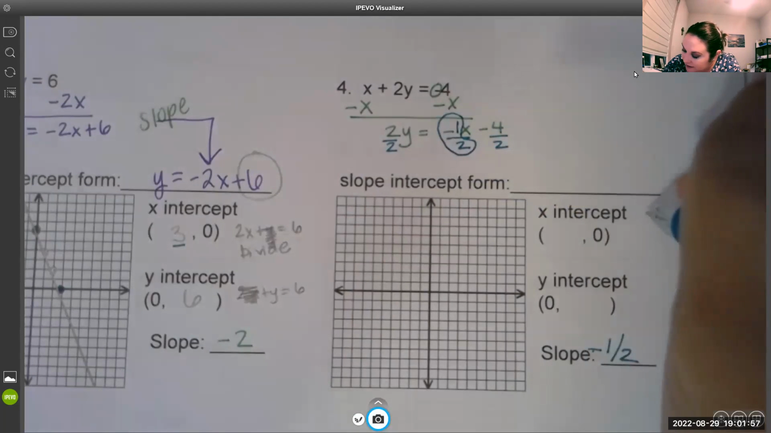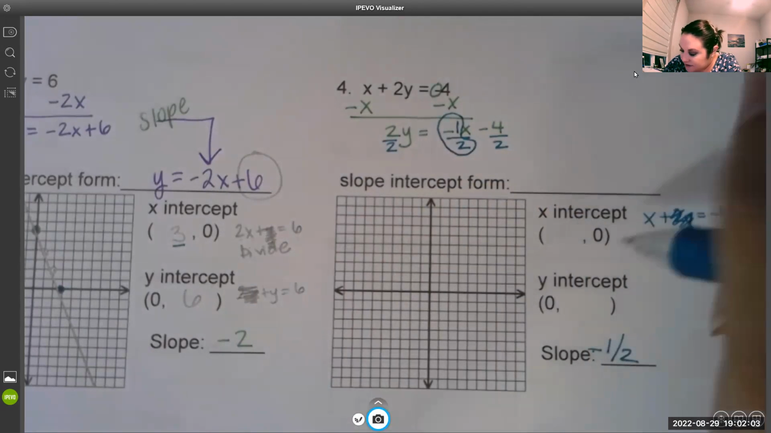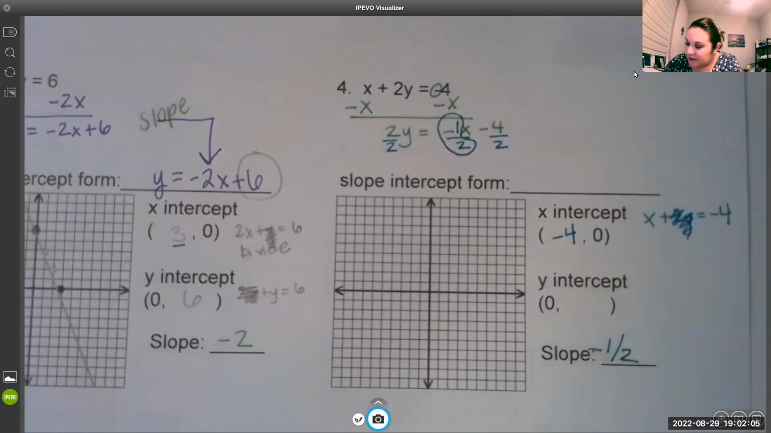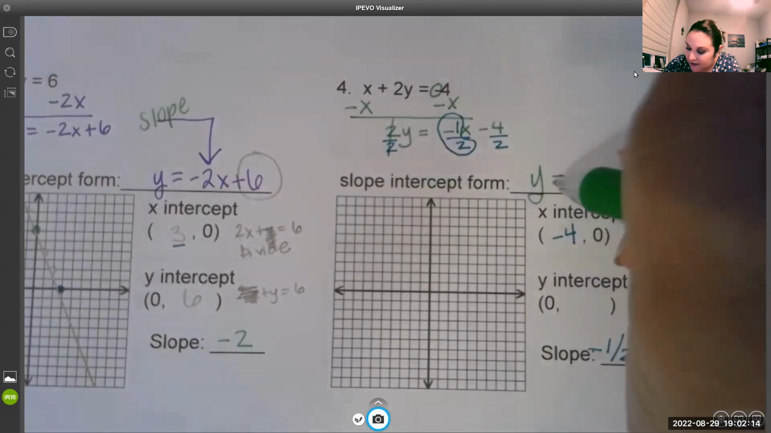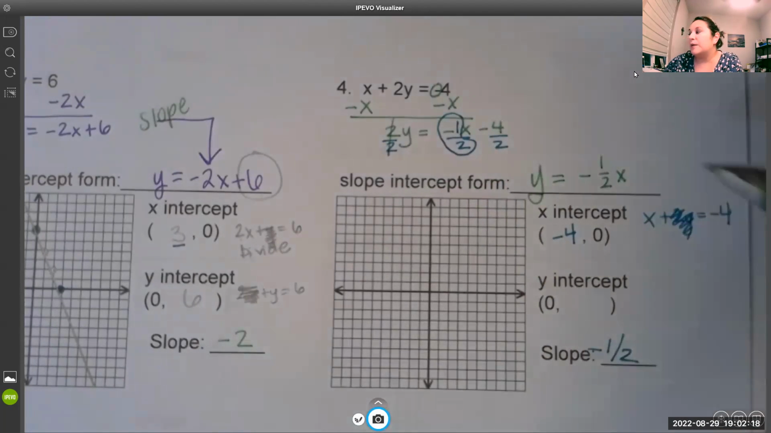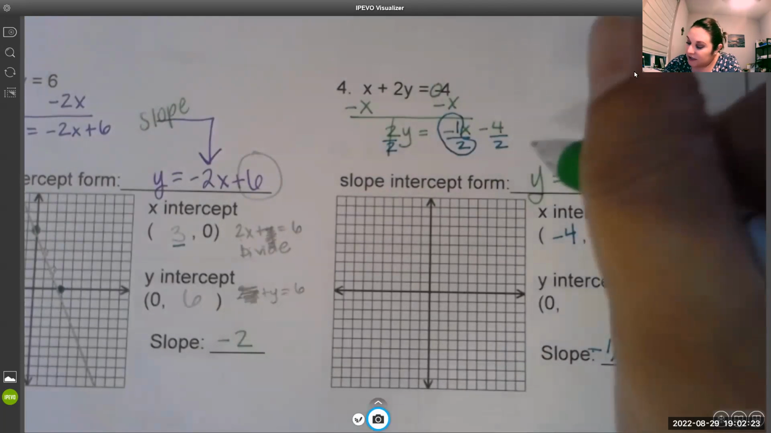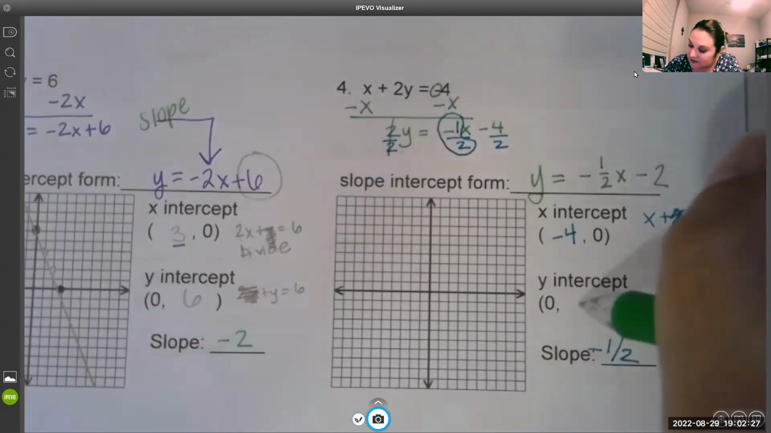The x-intercept, x plus 2y equals -4. If I scribble that out, the x-intercept is -4. The y-intercept, when it's written in slope-intercept form, this cancels, leaves you with a y. This slope right here is -1/2 x. If you put x over 2, it means the same thing. Negative x over 2. And then this divide stays negative, and that's your y-intercept.